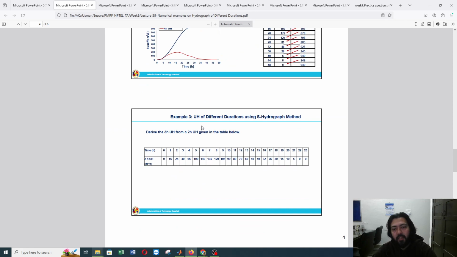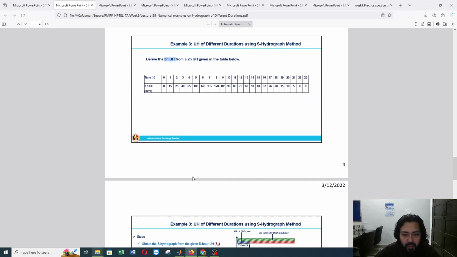Now the next approach is how we can derive a unit hydrograph of different duration using the S hydrograph. We have seen an example using superposition. Now we are going to take another example based on the S hydrograph. They have given us a 2-hour unit hydrograph and are asking us to derive a 3-hour unit hydrograph. Let us see how we can do that.